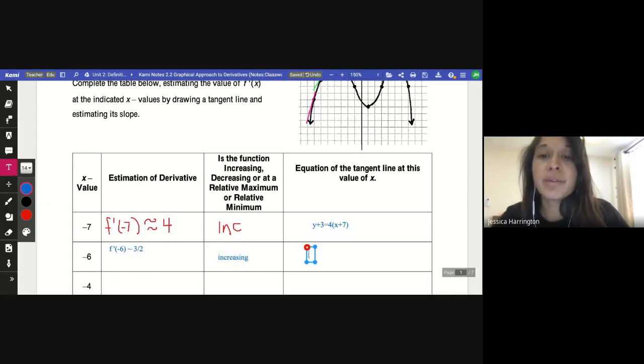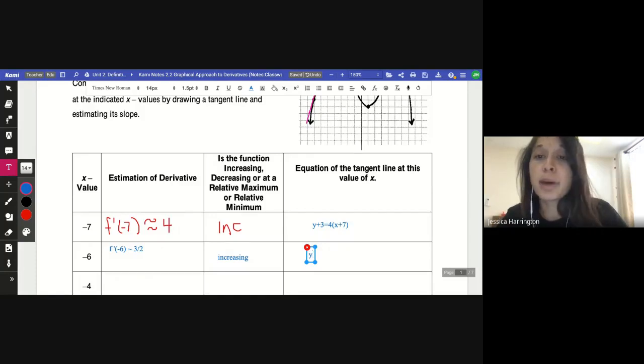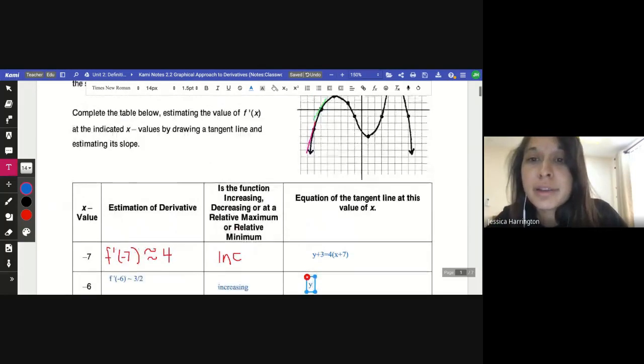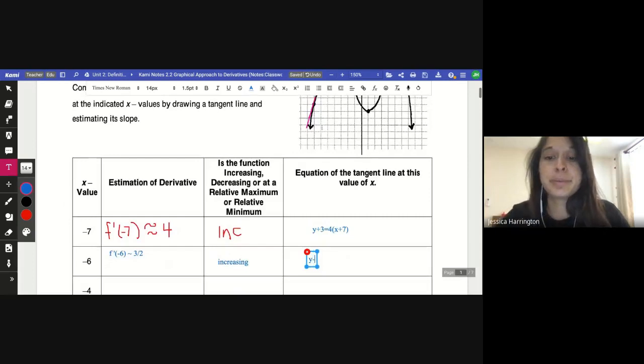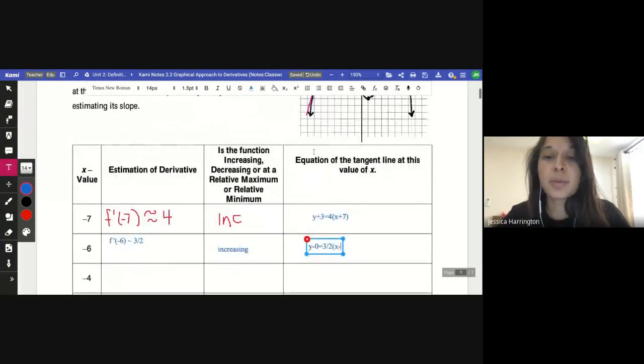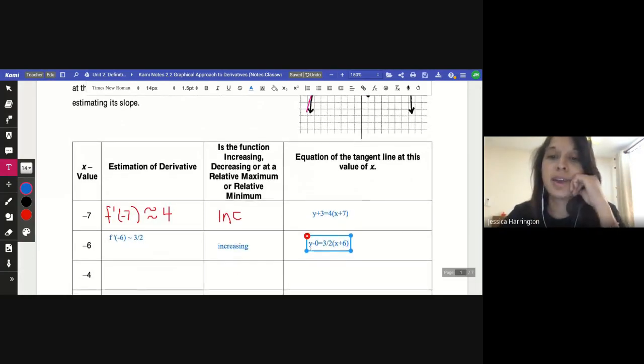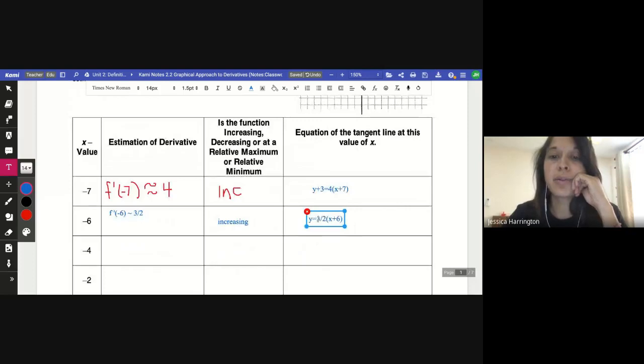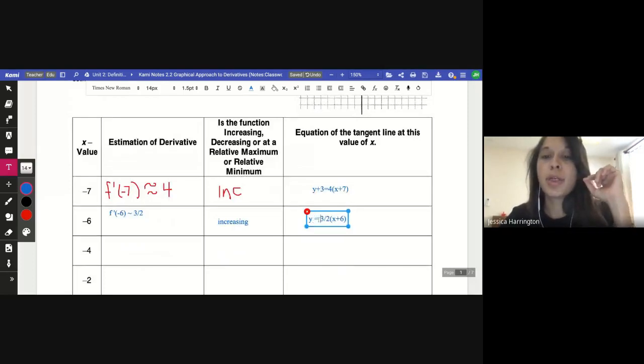What's our equation of the line? Well, it's y minus y1, and y1 here is 0. So y minus 0 equals the slope we're estimating, positive 3/2, times x minus, what's x? X is -6, so x minus -6 becomes +6. I'm writing that down. And I don't need to write y minus 0. So here's the equation of the line: y equals 3/2 times x plus 6. That's the equation of the tangent line at the point x equals -6.